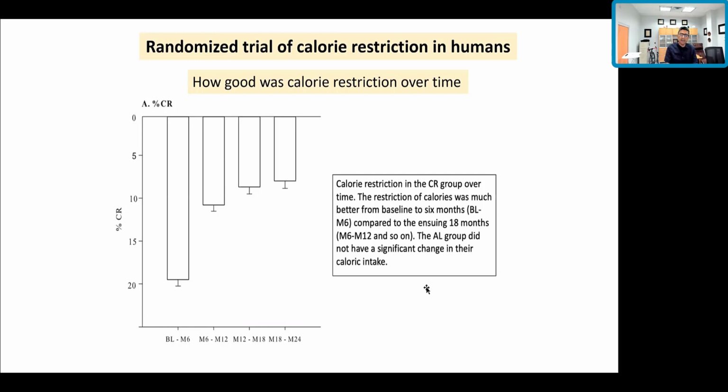So now here we are looking on this graph at the amount of calorie restriction. How good were they at restricting calories over time? In the first 6 months, they were able to do the 20% calorie restriction that was advised. But the amount of calorie restriction between 6 to 12, 12 to 18, and 18 to 24 months declined. So on average, they restricted 10% of their calories over 2 years.